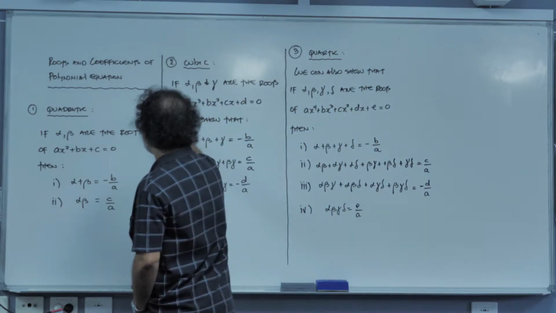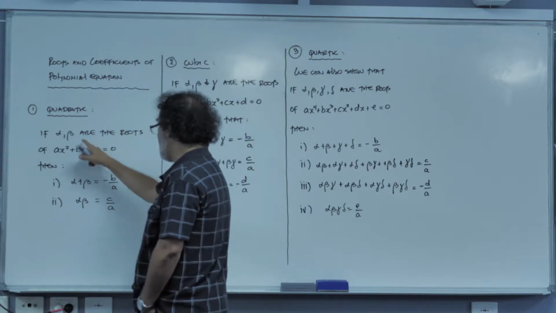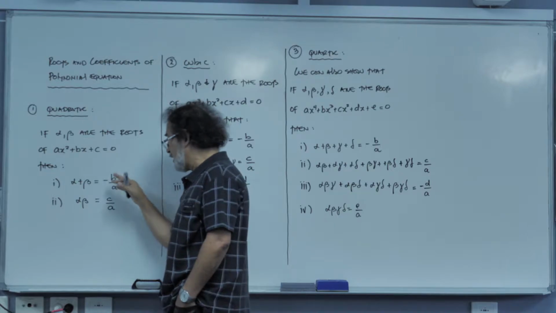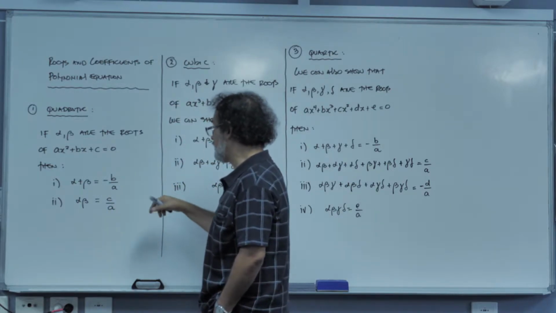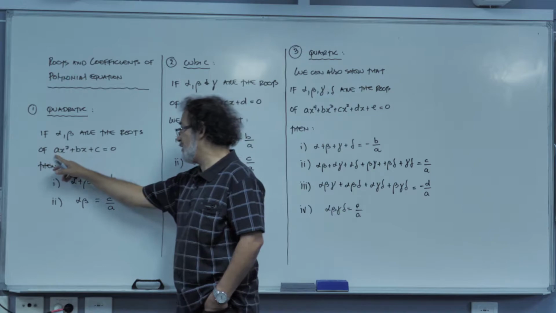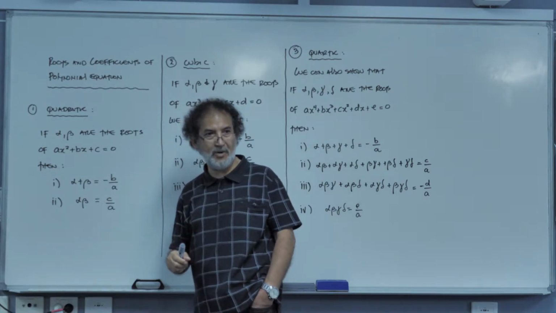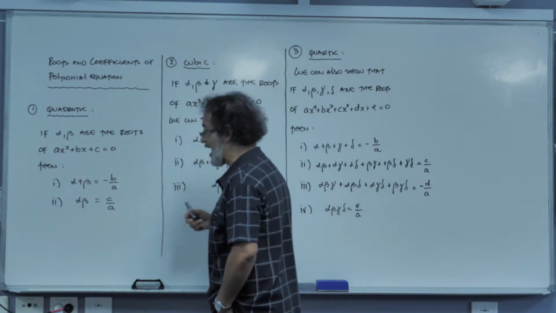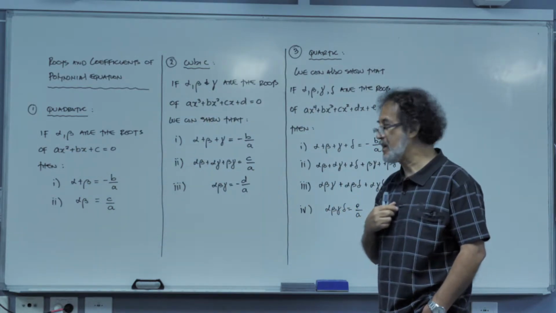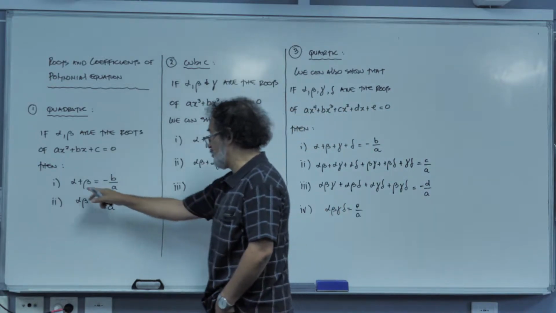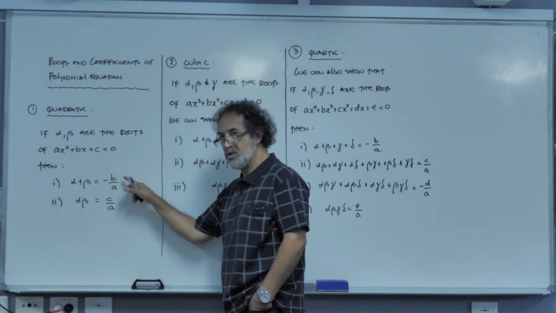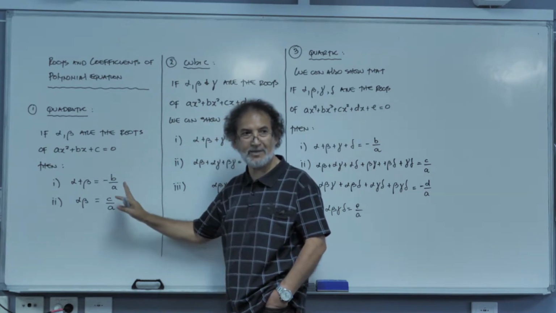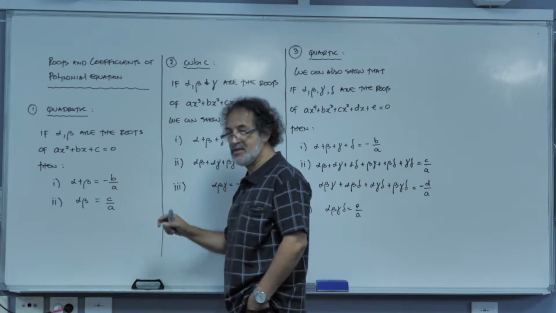So yesterday we said that when you have the roots of a quadratic equation, then we can find the relationship between them and the coefficients of the equation. We proved that if alpha and beta are the roots, then when you add them together, the answer is minus b on a. But if you multiply them, the answer is c on a. That's what we established, and we proved it in two different ways.